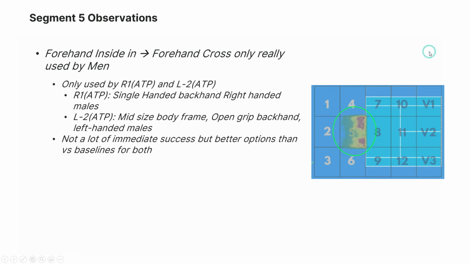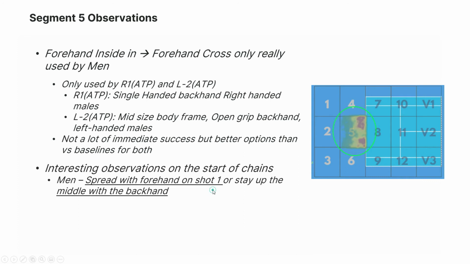Yeah, some interesting observations. The forehand inside in and the forehand cross, generally a good combination, but only used by men. Two cluster groups really dominate the use there. There's not a lot of immediate success when that's used, but it certainly had that long-term or eventual success.